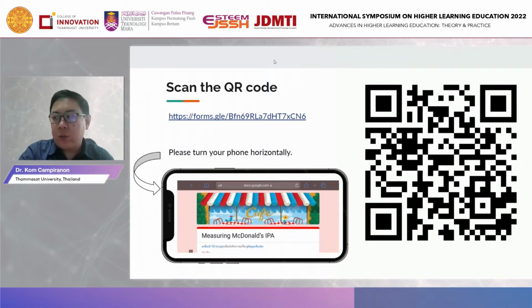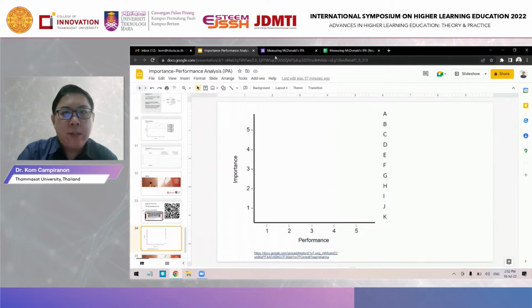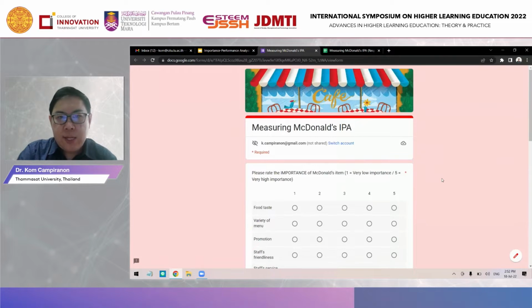If you're doing this on your smartphone, please turn your phone horizontally, right? Because there are 5 scales, 1, 2, 3, 4, 5. If you do it vertically, you might not be able to see the full Google form, right? So please turn the phone horizontally. So now I'm going to show you what the Google form looks like.